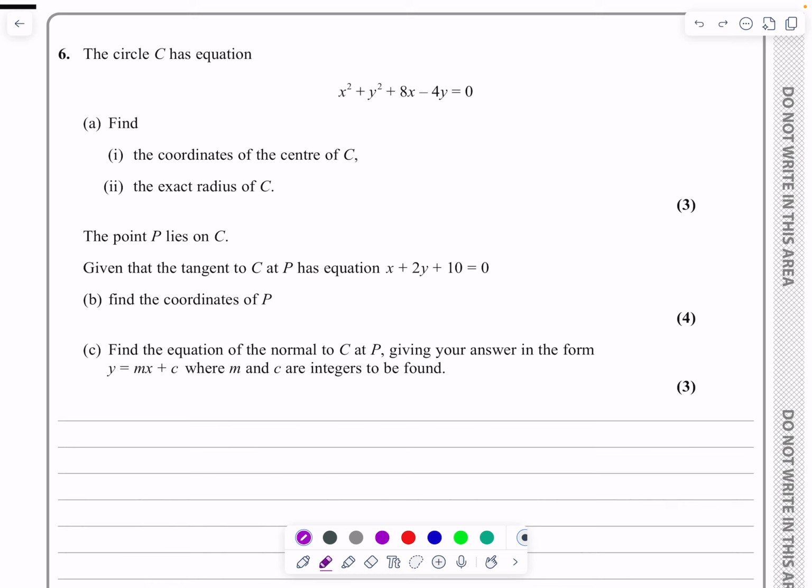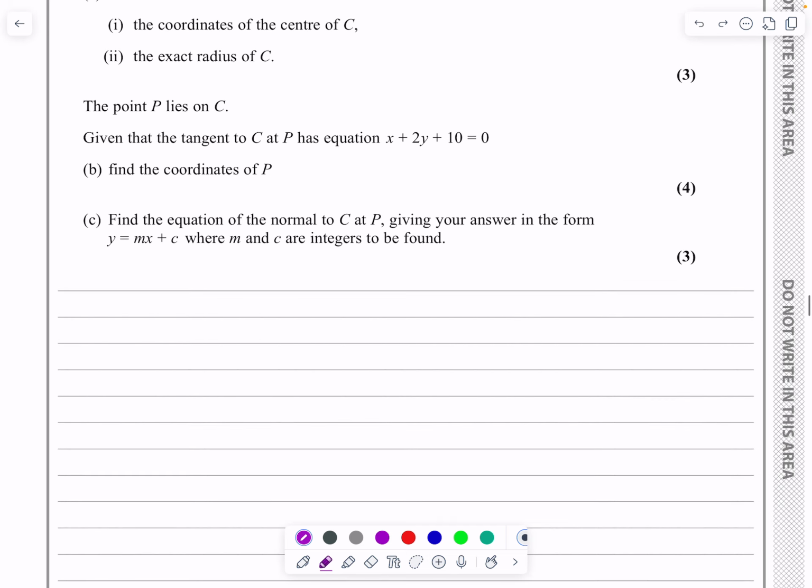Let's have a look at the first part then, which says, circle has the equation x squared plus y squared plus 8x minus 4y equals 0. Can we find the centre of the circle and can we find the radius of the circle? Yeah, absolutely we can. Let's make a start.